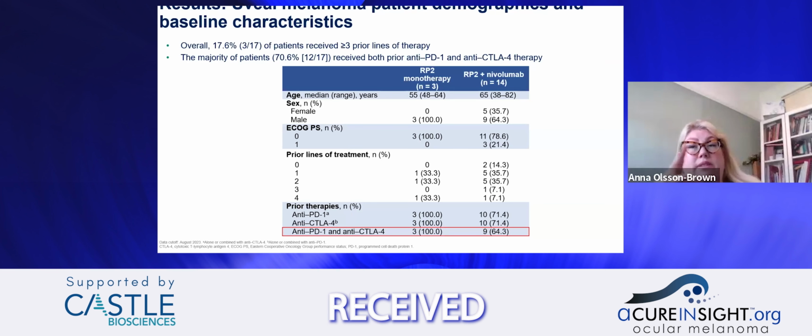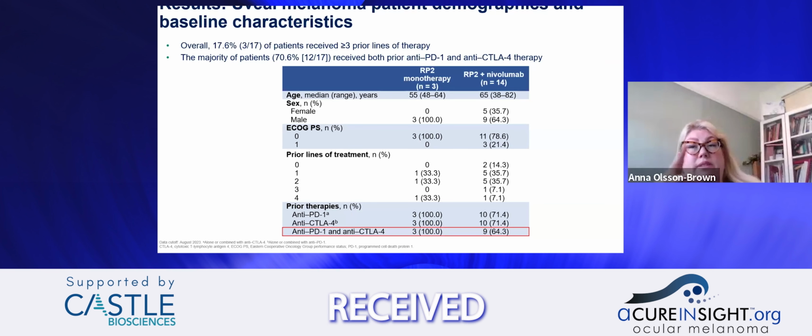The responses were, interestingly, we found, observed for both HLA-A2 positive and negative patients. And obviously quite a lot of the work that we're doing in the immune space in uveal melanoma is focused on the HLA-A2 positive group. So we wanted to see whether we could see activity in both of these groups, and there was in fact activity seen.